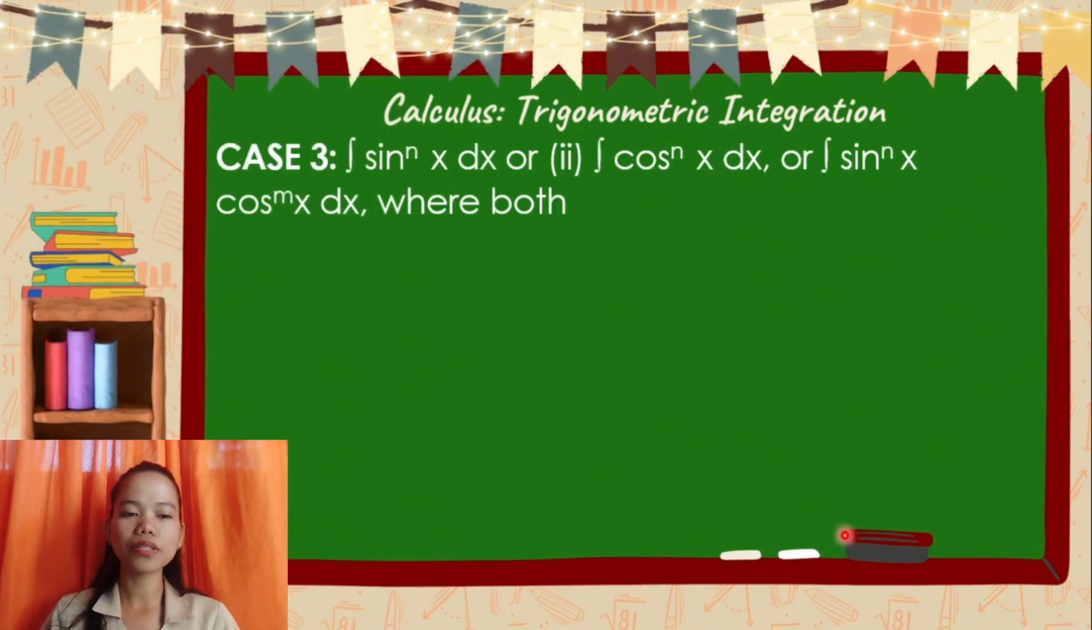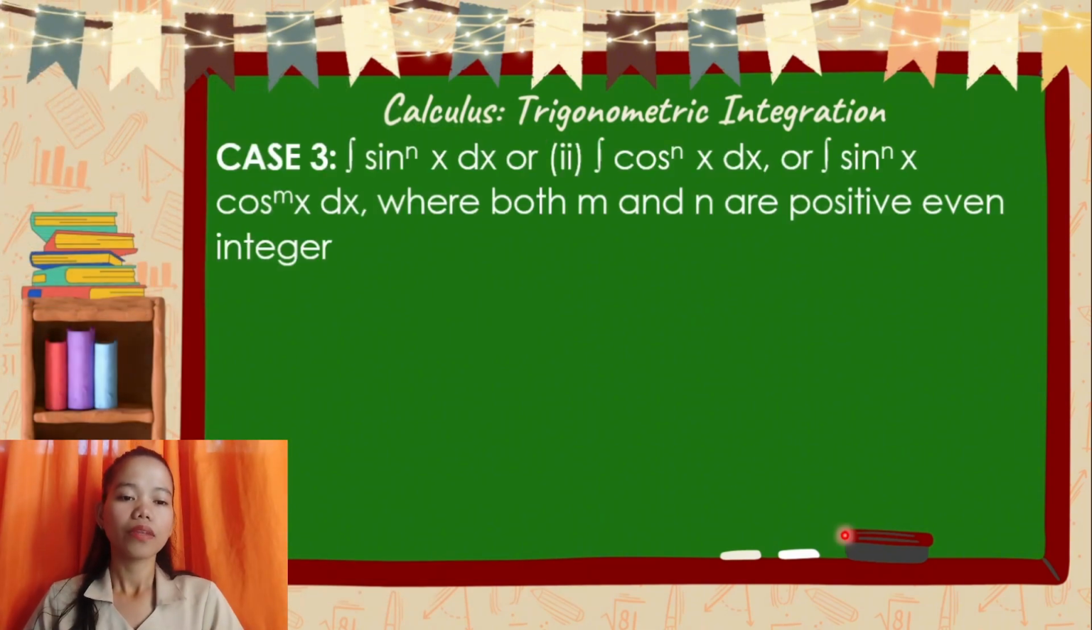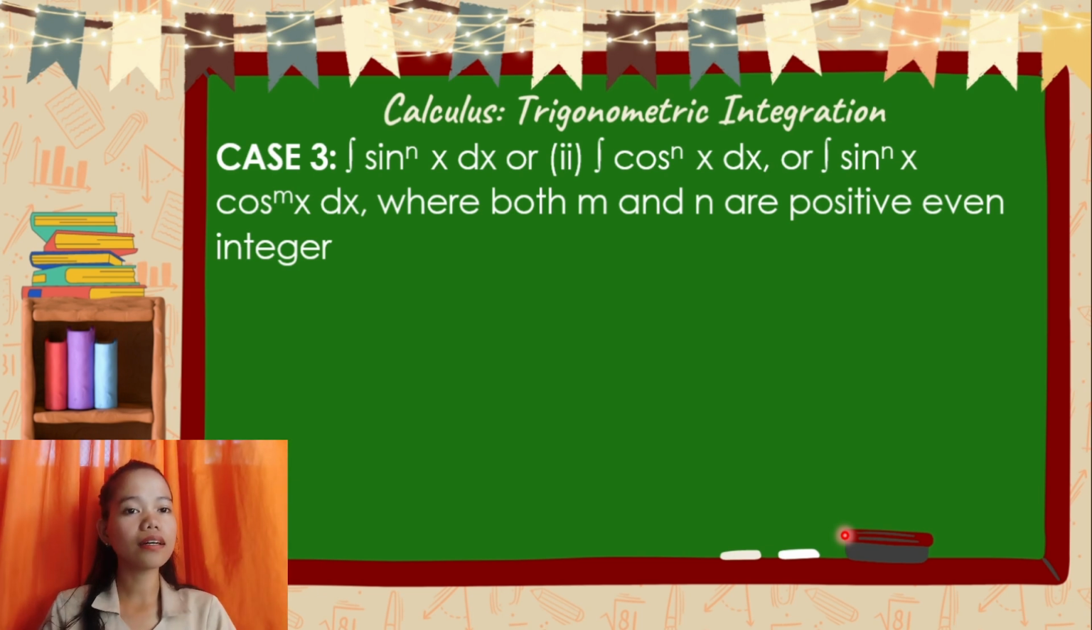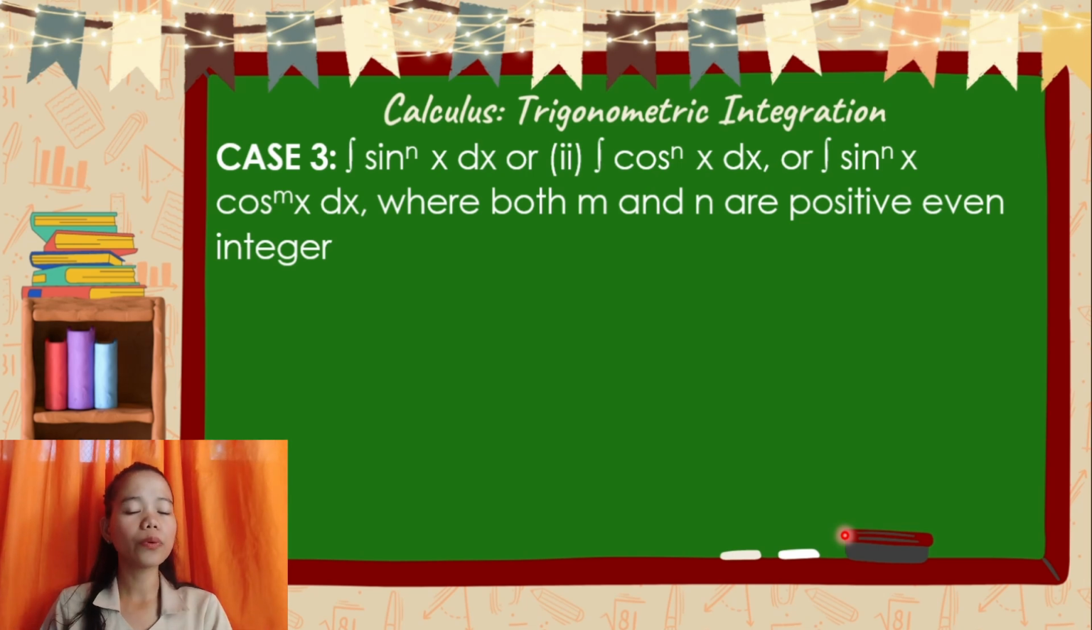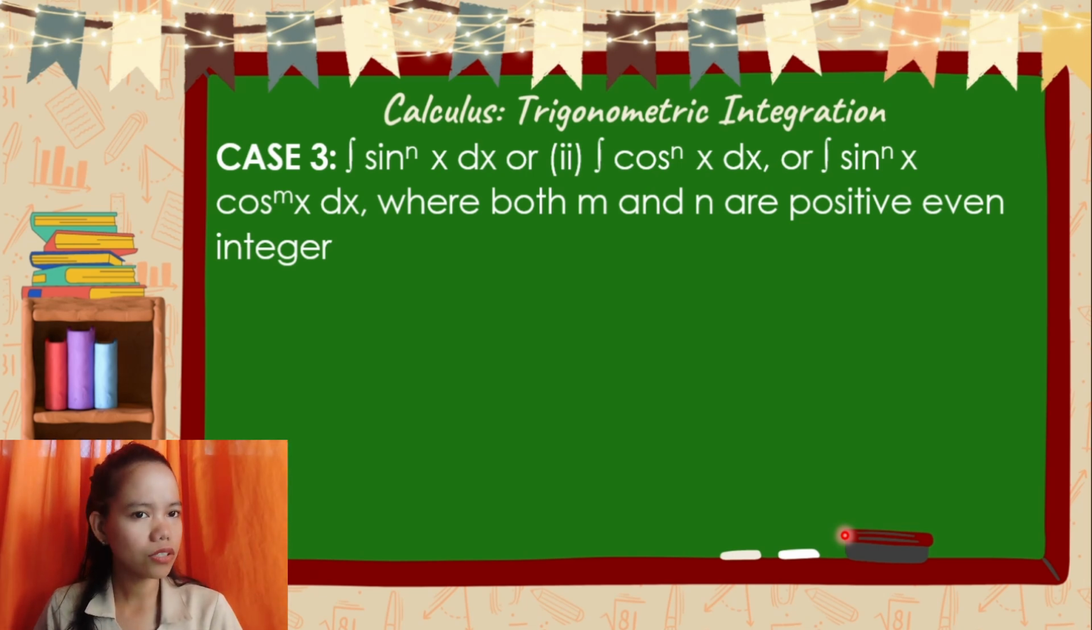So case number 3 states: what if the integral of sine and cosine, or thus the integral of sine raised to the power of n of x and cosine raised to the power of m of x dx, where both m and n are positive even integers. What we have now here is we're going to factor out.